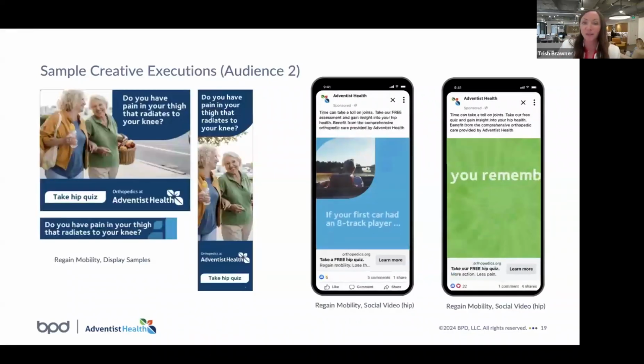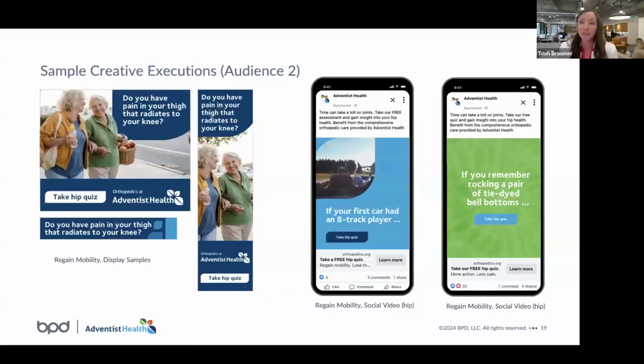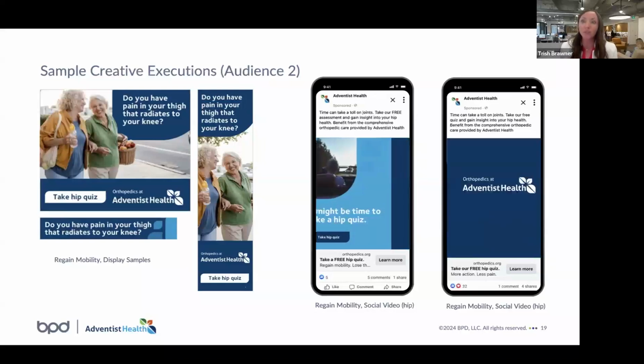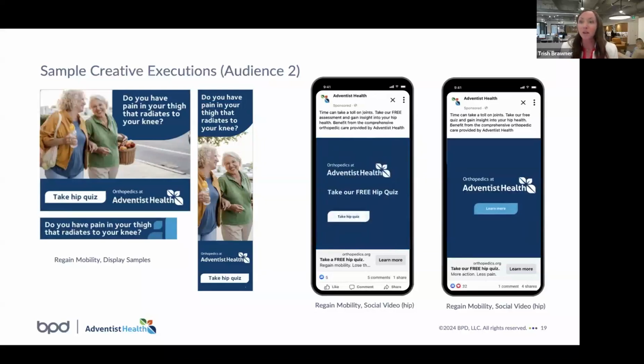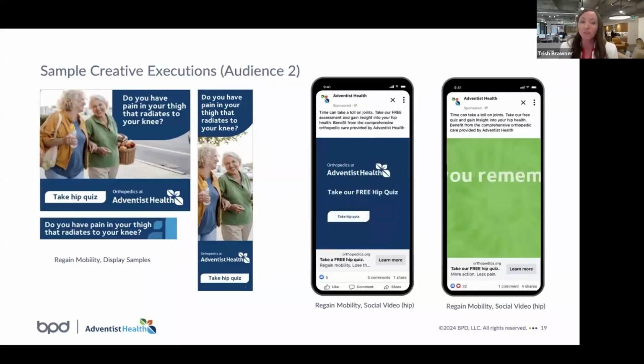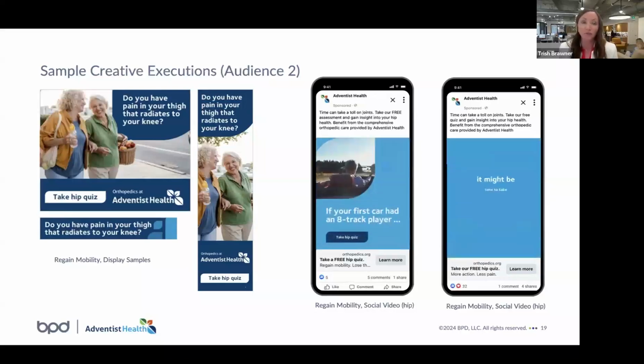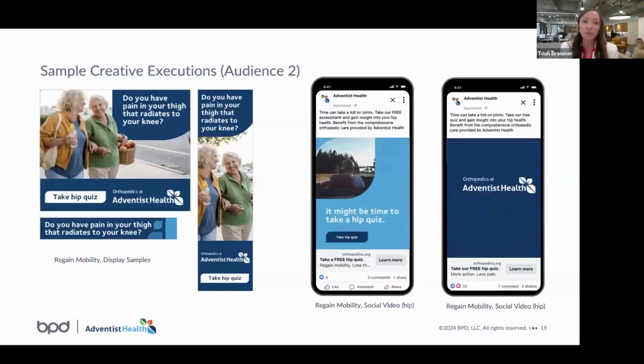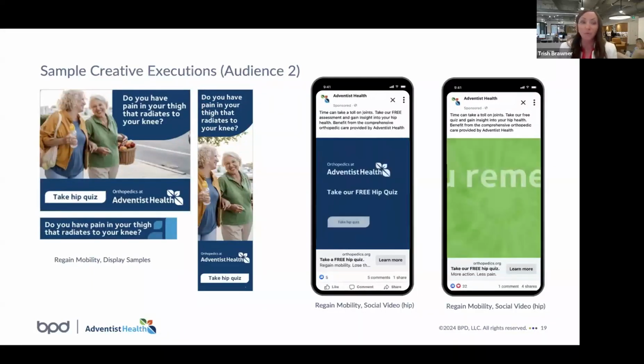All right, so we are now going to move to the next audience, our regain mobility audience. This group was a little bit older. They've been experiencing pain and some loss of mobility, so we really wanted to tailor the imagery and the messaging to those attributes that we knew about these folks. On the left-hand side, you can see we've got some display creative talking about some pain that they may be experiencing, and then we're driving them again to a hip assessment or health risk assessment.